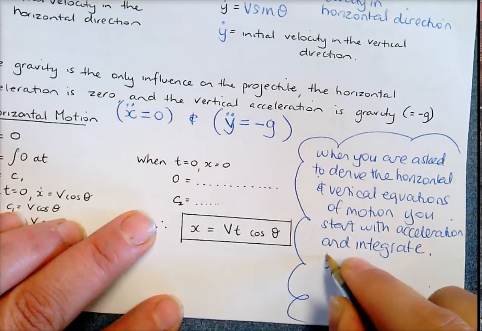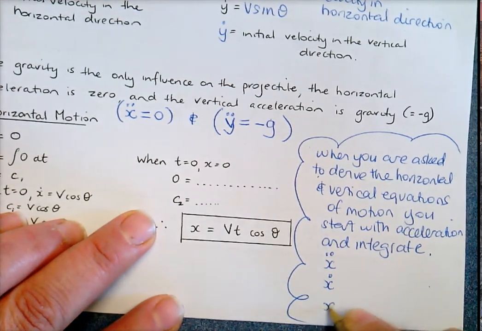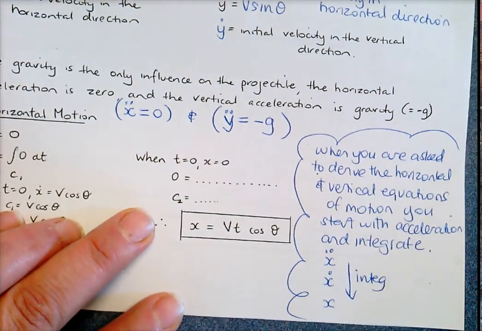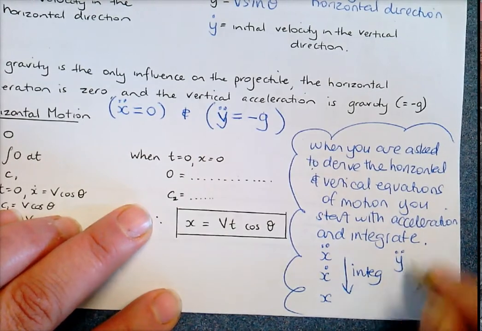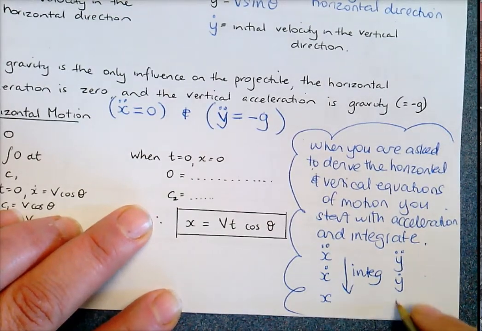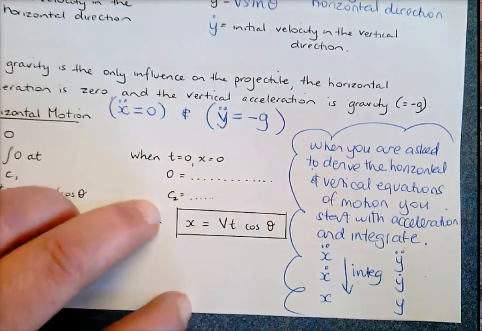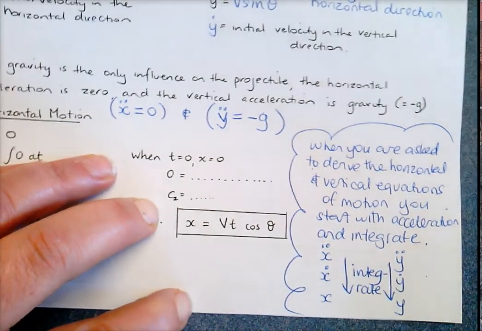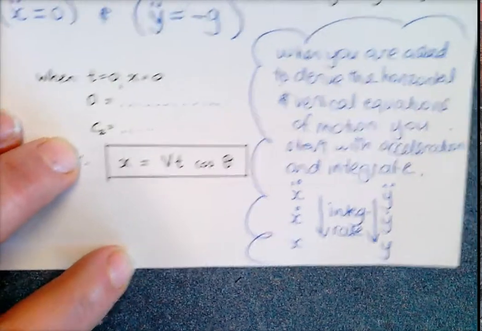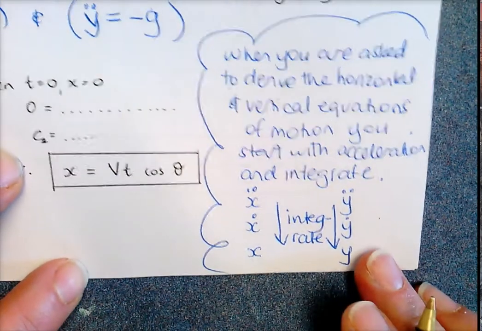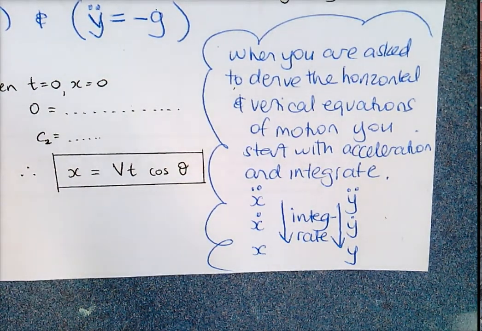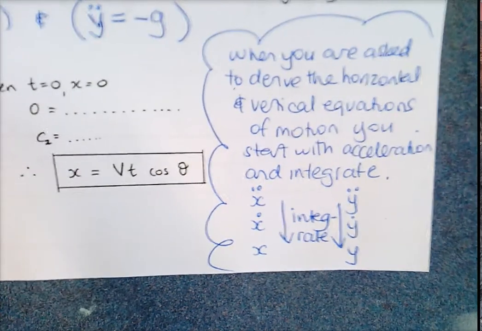For example, for horizontal, because x is horizontal, we'll start with x double dot, then we'll go to x dot, then we'll go to x, and we will integrate. Or you'll start with y double dot, integrate to get y dot, and then integrate again to get y. So when you are asked to derive the horizontal and vertical equations of motion, you start with acceleration and integrate. But you have to do it separately for horizontal, and then for vertical. So there's 6 equations that you have to do.